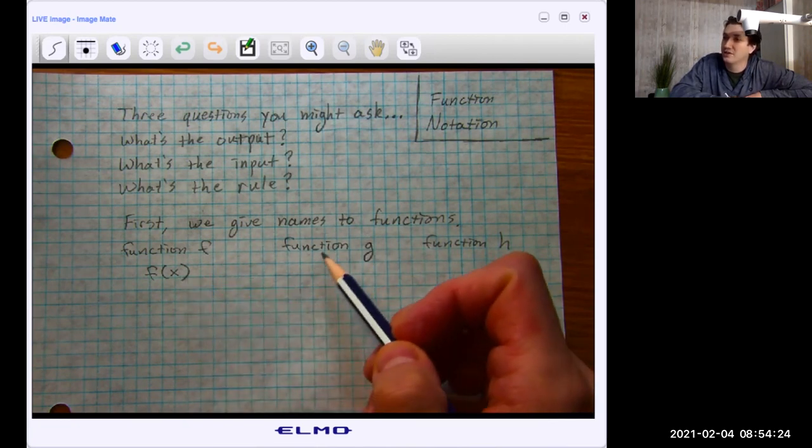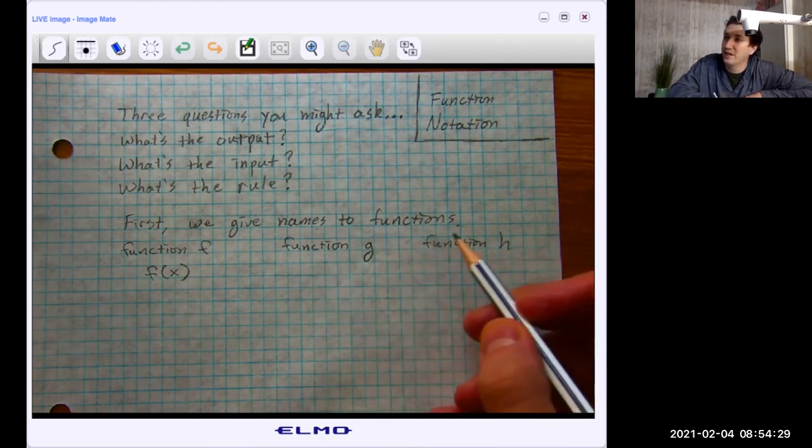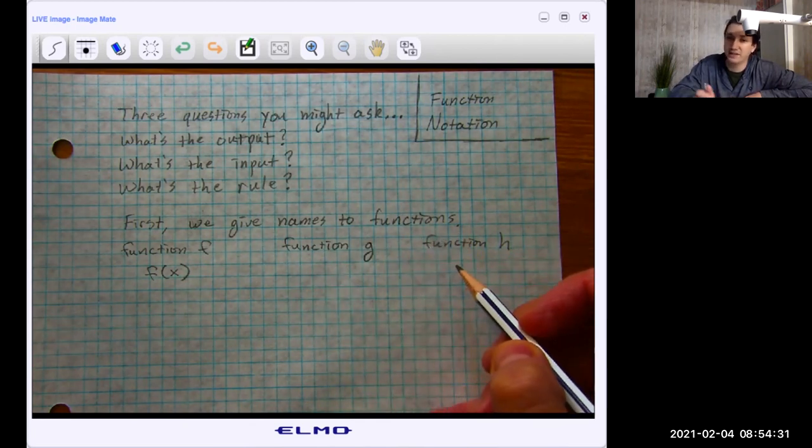How do you think I'd write function g without using words? How do you think I'd write function h without using words? Any ideas?